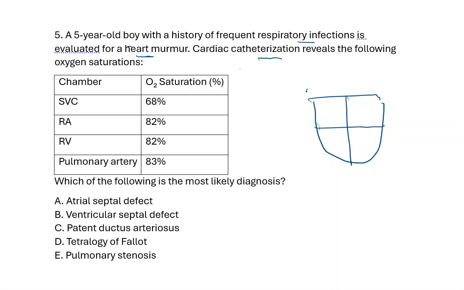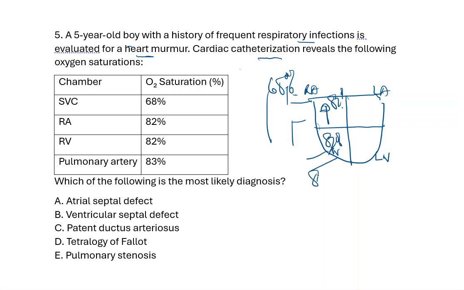So again, this is going to be the right atrium, left atrium, right ventricle, left ventricle. So the saturation in the SVC is 68%, right? Which is because it's deoxygenated blood that's coming through there. But in the right atrium, there's a step up, right? So it went up to 82%. And also in the right ventricle it's 82%, which is similar to what we see in the right atrium. And in the pulmonary artery it's 83%.